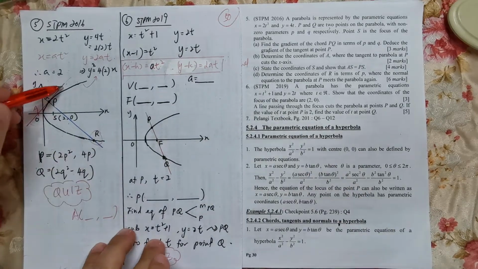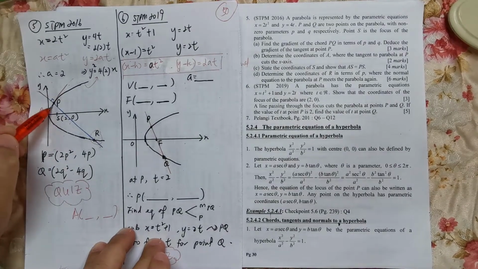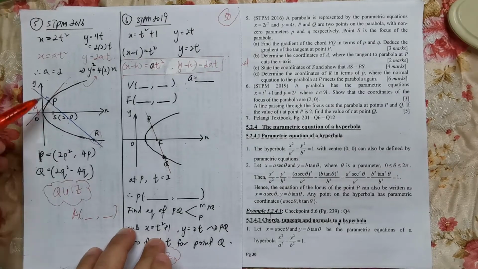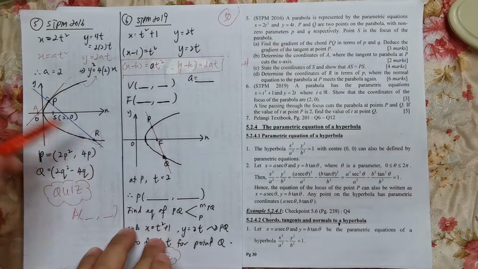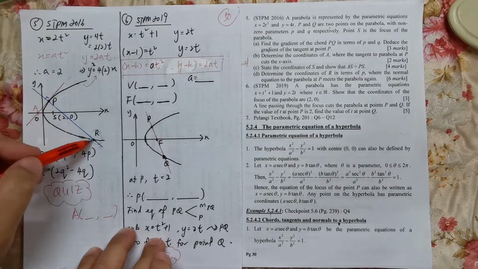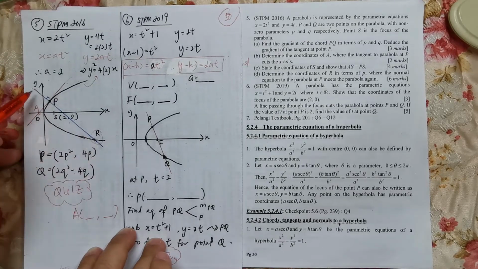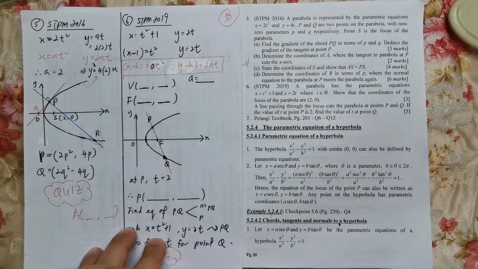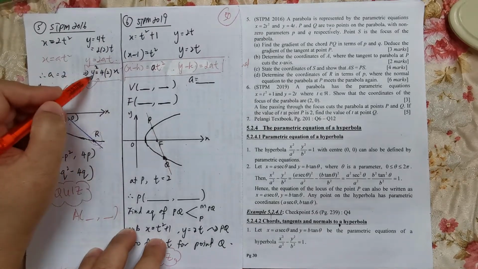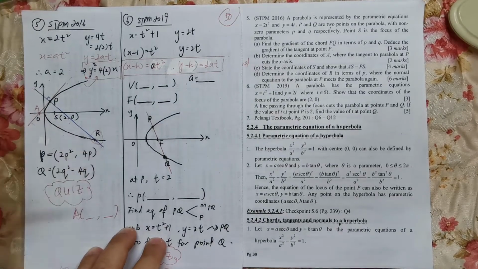No problem, you have the gradient of the tangent, so you can get the gradient of PR. You have the coordinate of P, so you find the equation of PR. Then R is the intersection point of PR with the curve. So you solve the simultaneous equations of the parabola and the equation of PR. Definitely you get 2 answers.